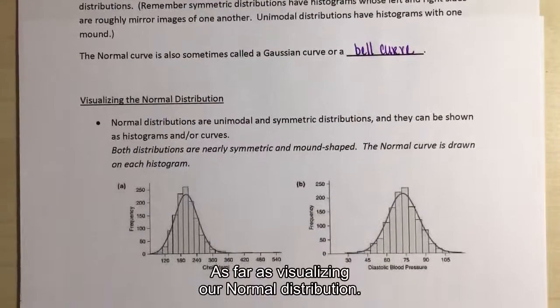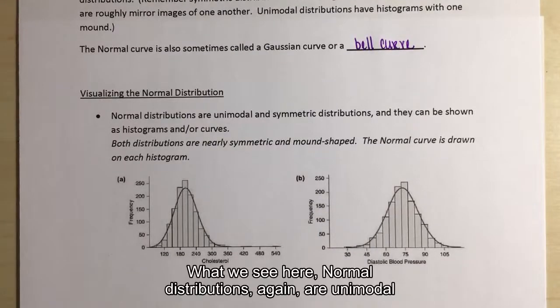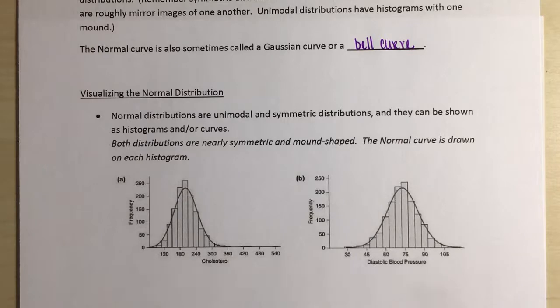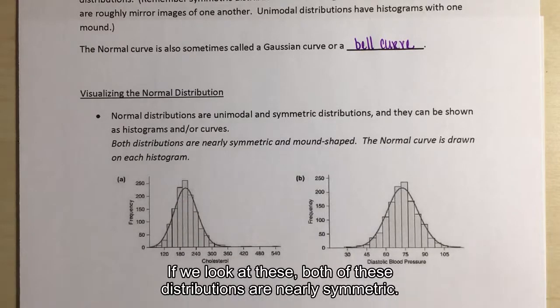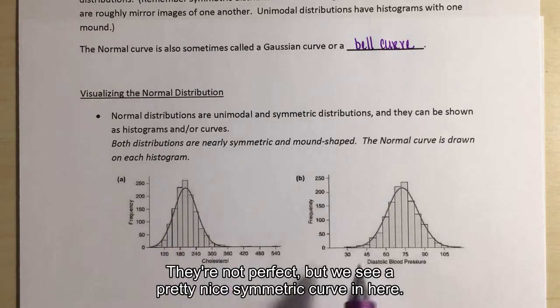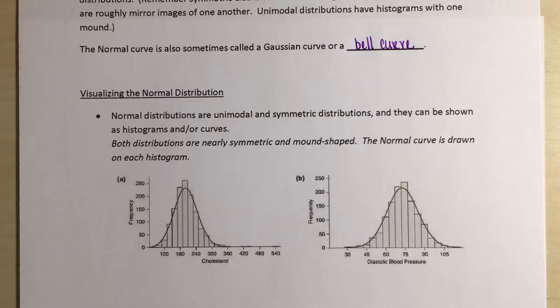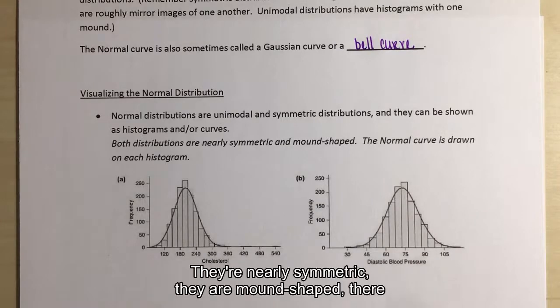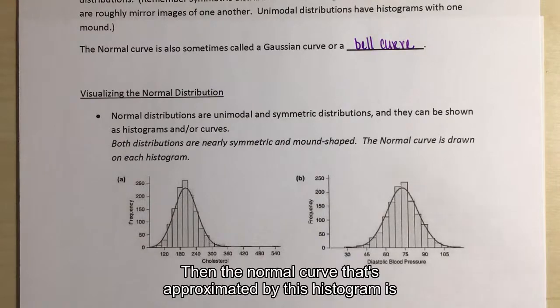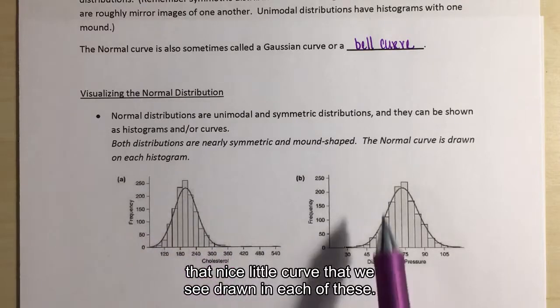As far as visualizing our normal distribution, what we see here is that normal distributions are unimodal and symmetric distributions, and they can be shown as histograms or curves. If we look at these, both of these distributions are nearly symmetric. They're not perfect, but we see a pretty nice symmetric curve. They are mound shaped. There is only one mound, so they're unimodal. And the normal curve that's approximated by this histogram is that nice little curve that we see drawn in each of these.